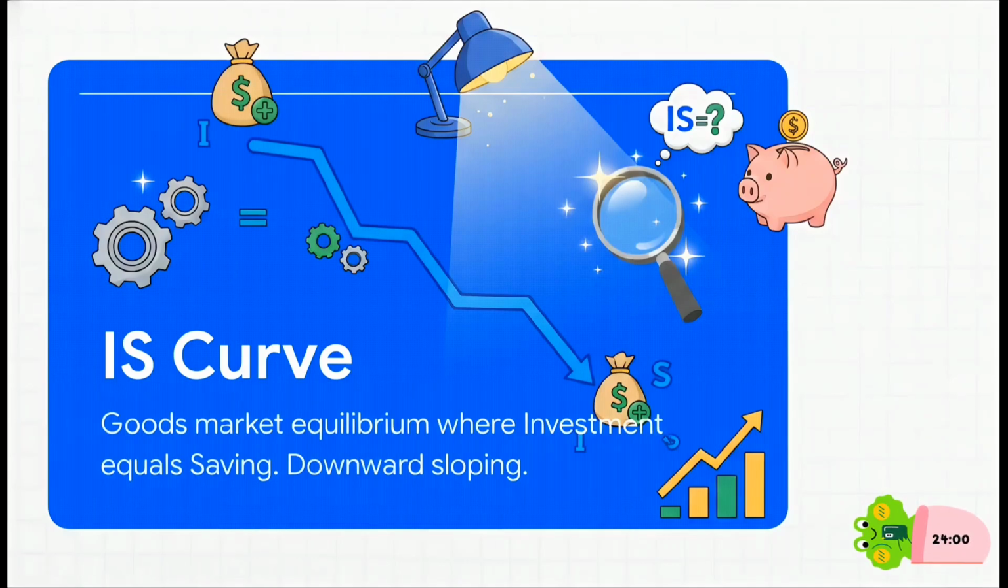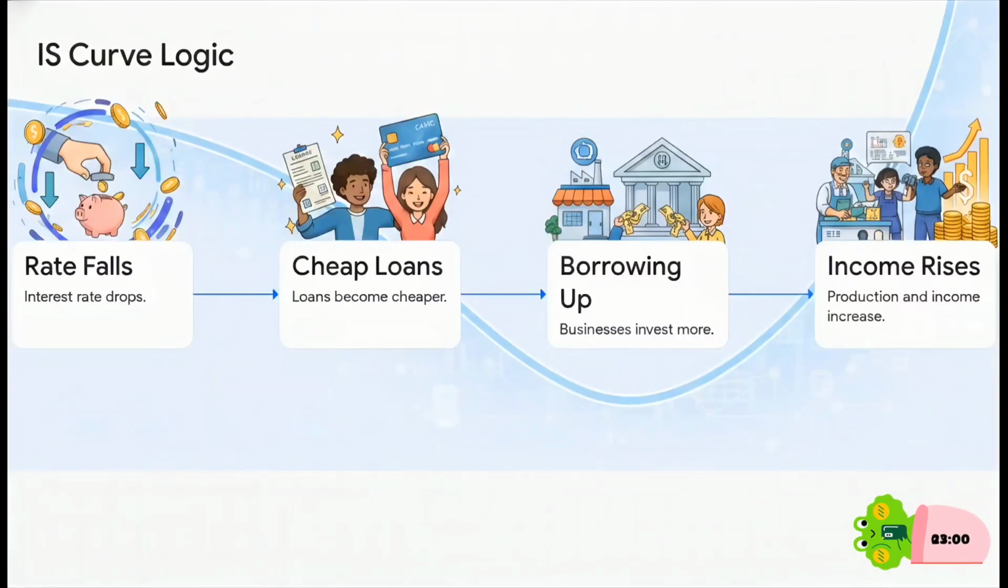And what does equilibrium actually mean here? It means that investment, the I, exactly equals saving, the S, hence the IS curve. And here is a massive exam trick for you. Whenever a question mentions goods market equilibrium, it is always talking about the IS curve. Lock that mental association in right now. But you might be wondering, why exactly is it downward sloping?